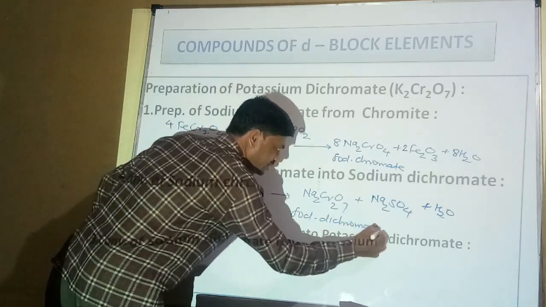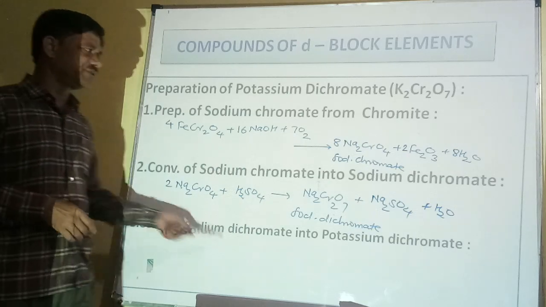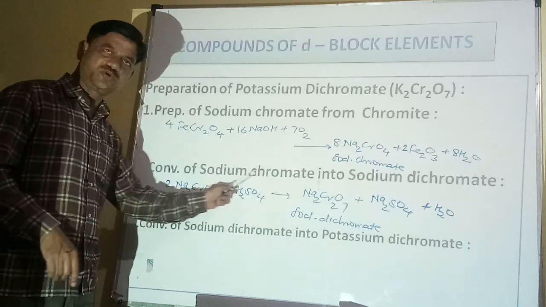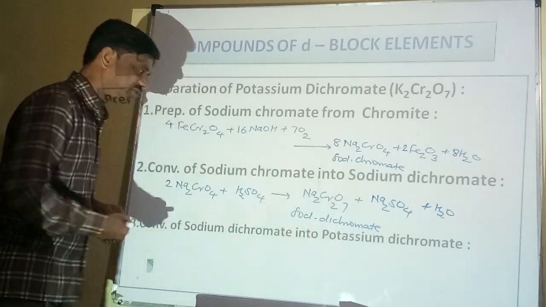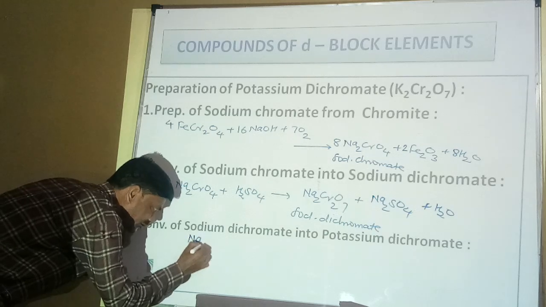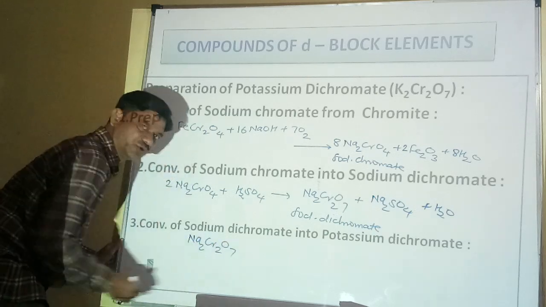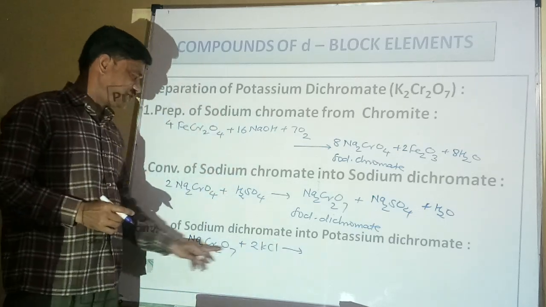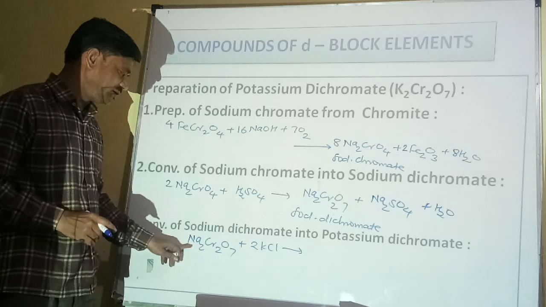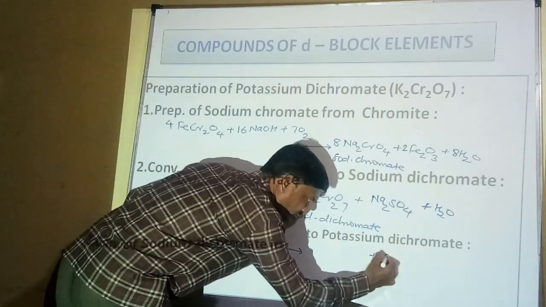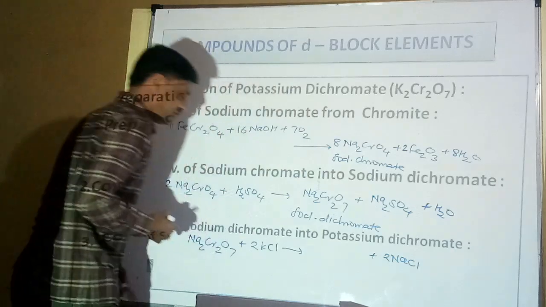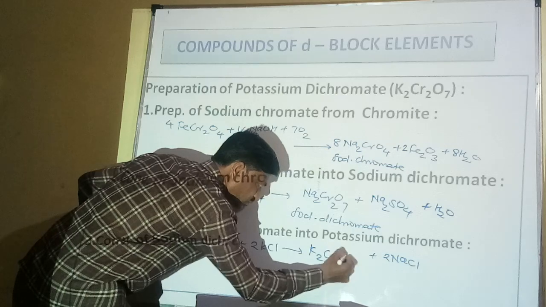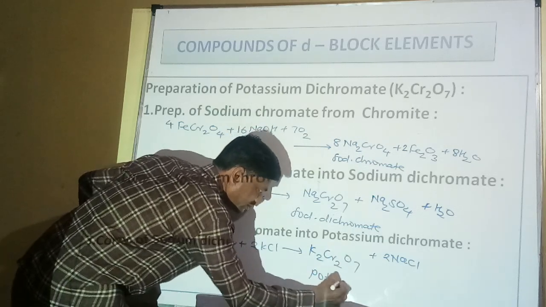Now check the last step. This sodium dichromate, which you are getting from sodium chromate, has to be converted into potassium dichromate. So check this one. Na2Cr2O7 is treated with 2 moles of KCl. What happened? Sodium is replaced by potassium. So what will you get? 2Na plus 2Cl minus. What is this? 2NaCl. Now add this to potassium here. What are you getting? K2Cr2O7. What product are you expecting here?